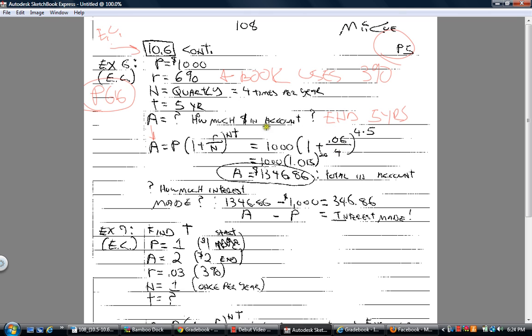N times T goes in the exponent. N is 4 times a year, and T is 5 years, so there are 20 installments of the payment system going on. Reduce this down: 4 times 5 is 20, and 0.06 divided by 4 is 0.015. Add the 1, use your calculator to raise it to the 20th power, multiply by 1,000, and bingo! You find you have a total of $1,346.86 in the account.